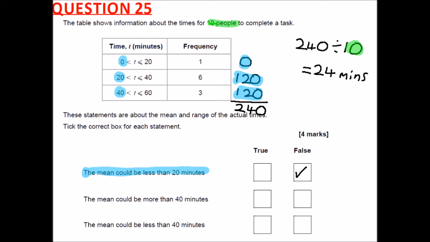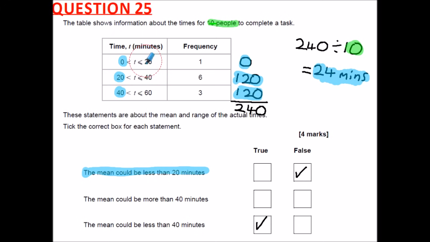That's a bare minimum. However, because we've worked this out now, we can actually answer the third question. Now the third question is saying the mean could be less than 40 minutes. Well, yes, it could. It could be as little as 24 in fact, so it could definitely be less than 40, but just not less than 20. And this one here, the mean could be more than 40 minutes. Well, let's just think about how big the mean could actually be.